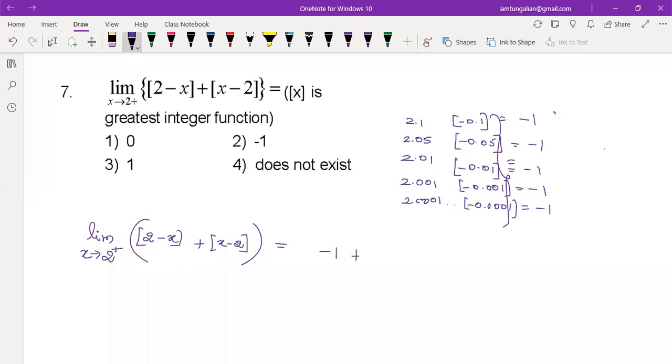Now what happens to step of x minus 2? Let us just observe. Here x minus 2, if I substitute, x is approaching 2 from right side, then step of x minus 2.